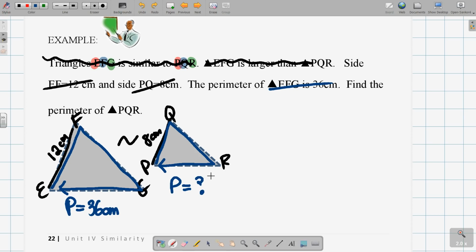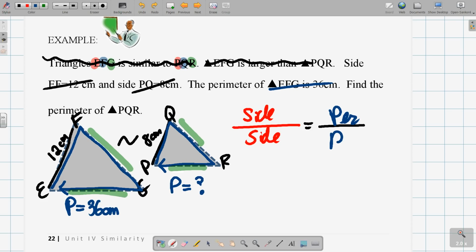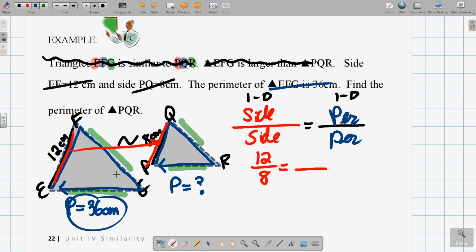Now there's a long way or a short way. The problem is I can't get the perimeter directly here because there's no segments to add up. So we're going to have to get the perimeter in. What we just learned is that the ratio of the sides of similar shapes is the same as the ratio of the perimeters. And the reason is they have the same dimension. So we're going to go side over side. 12 over 8, I'm going to work left to right, equals perimeter, 36 over unknown perimeter P.